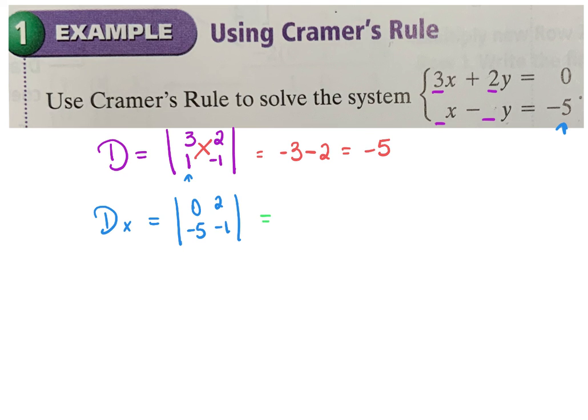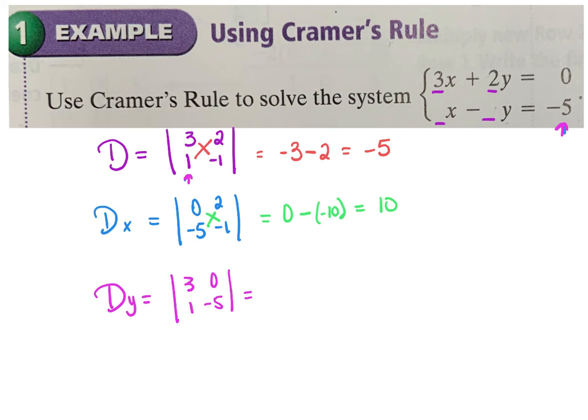And then I'm going to do this determinant. 0 times 1, 0, minus negative 5 times 2, negative 10. So this determinant is 10. Then I'm going to do the same exact thing with my y. I'm going to leave the x column the same, 3, 1, and then I'm going to replace the y column with the 0, negative 5.